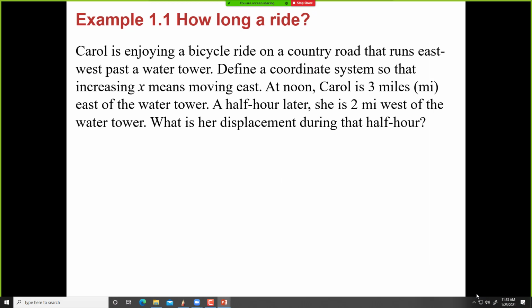So Carol is enjoying a bicycle ride on a country road that runs east-west past a water tower. Define a coordinate system so that increasing x means moving to east. Moving to east means positive, and moving to west means negative. And the water tower is the reference point. We are considering our reference point to be the water tower. So what's her displacement during the half-hour time?